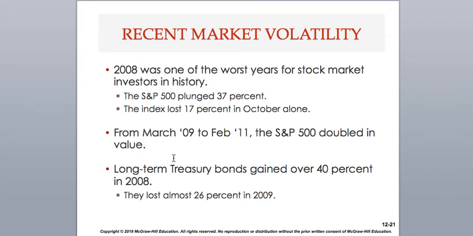As you can see here, from March 2009 to February 2011, the S&P 500 actually doubled in value. Long-term treasury bonds, these are bonds issued by the government, gained over 40% in 2008, but lost almost 26% in 2009. So when the stock market is doing badly, the bond market is actually doing very well, and vice versa.